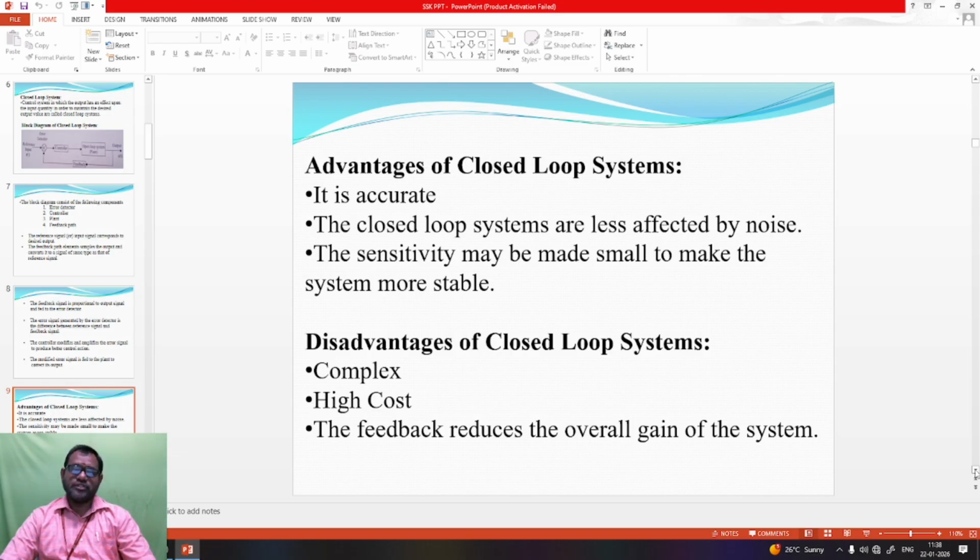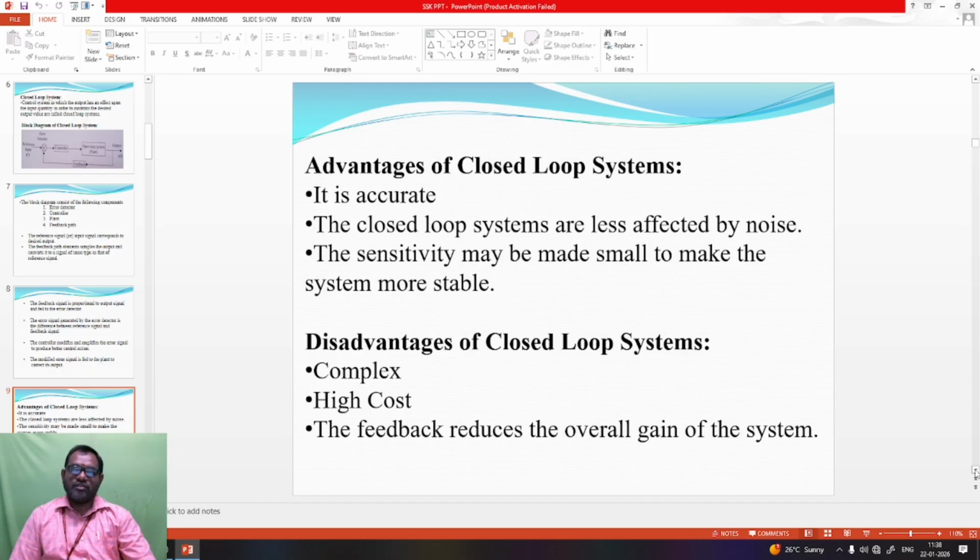Less noise is produced compared to open loop system. In open loop system there is more noise because of environmental changes, so the output will be inaccurate. But in closed loop system it is accurate and less affected by noise, and sensitivity may be made small to make the system more stable. So depending on the sensitivity of the system, it will be more stable. The system will be stable with respect to sensitivity is high.